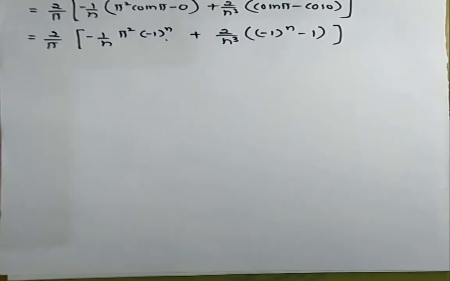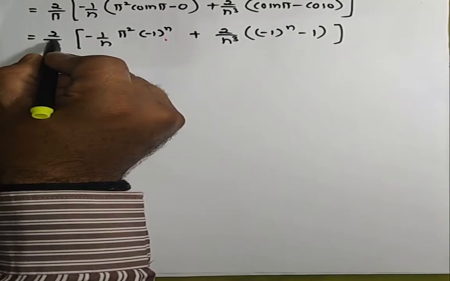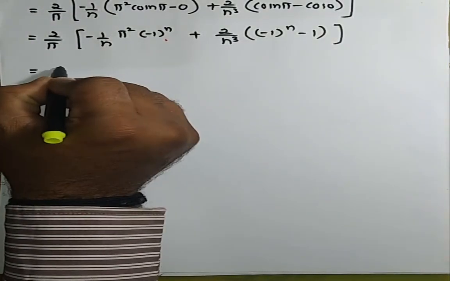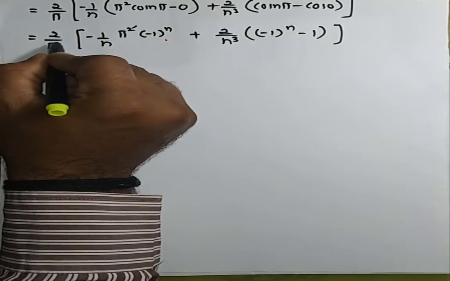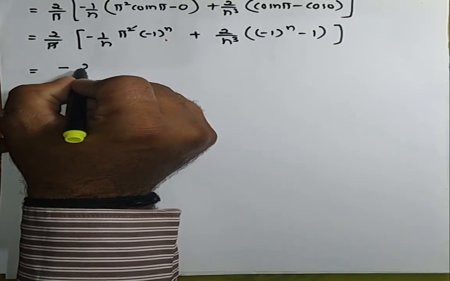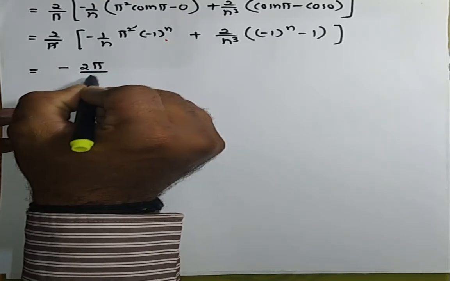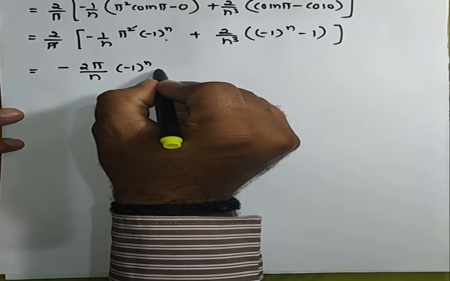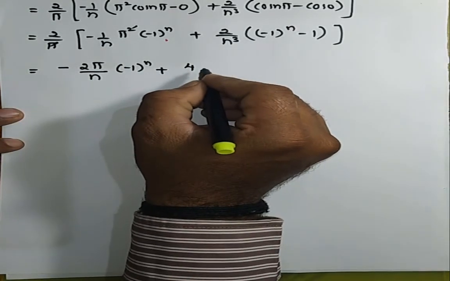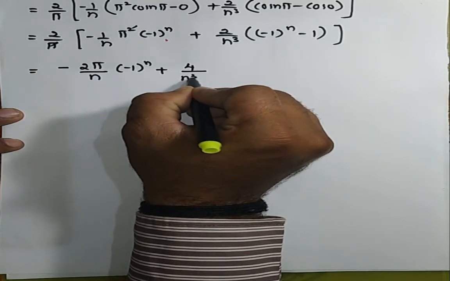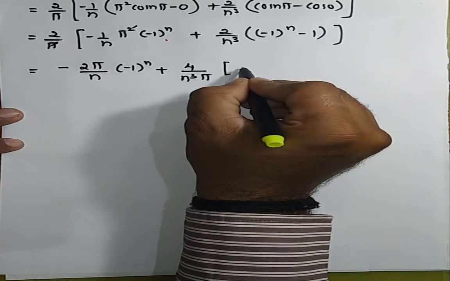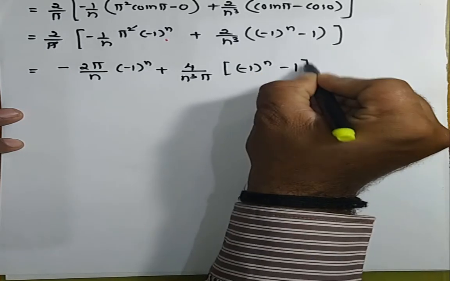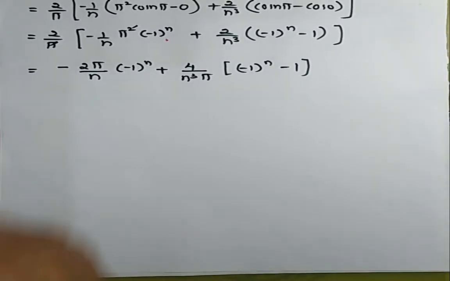Okay, so further, the term you will get like this, multiplying this 2 by pi inside, so it becomes minus, when pi gets cancelled, minus 2 pi divided by n, minus 1 raised to n, multiply this inside, so it will become plus 4 divided by n cube pi, bracket, minus 1 raised to n minus 1, bracket complete. So this is the value for bn.